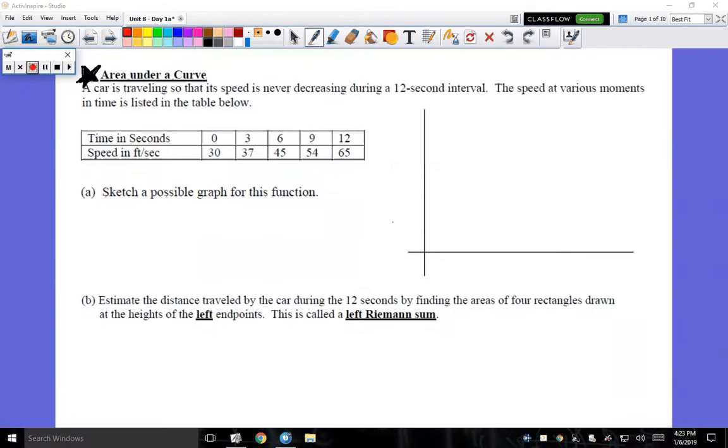Hi there, guys. Welcome to Unit 8. We're going to be talking about the area underneath curves.